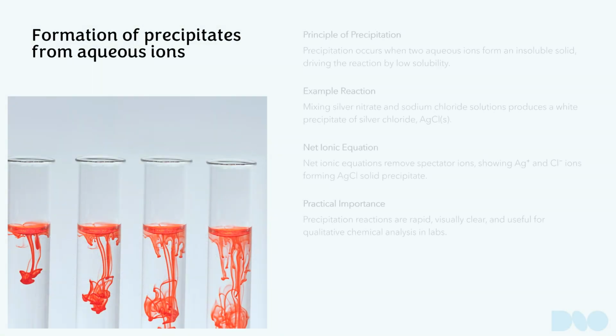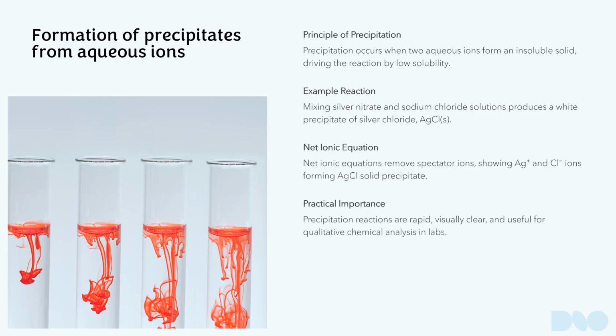Formation of precipitates from aqueous ions. Precipitation reactions occur when two aqueous ionic solutions are mixed and an insoluble ionic compound forms, appearing as a solid precipitate. The driving force behind precipitation is the formation of a compound with very low solubility in water, meaning its ions prefer to remain in the solid lattice rather than hydrated in solution.